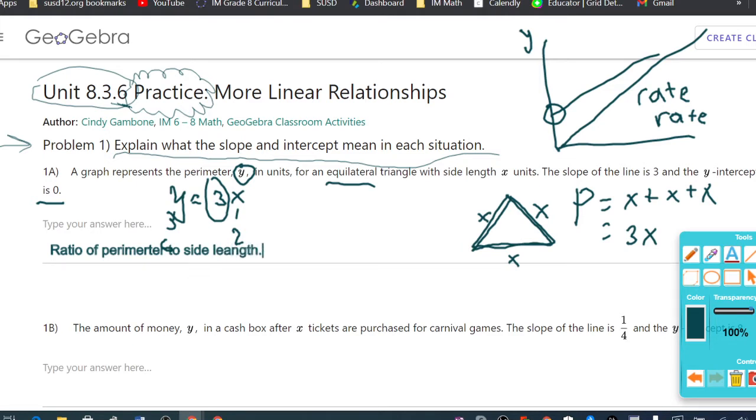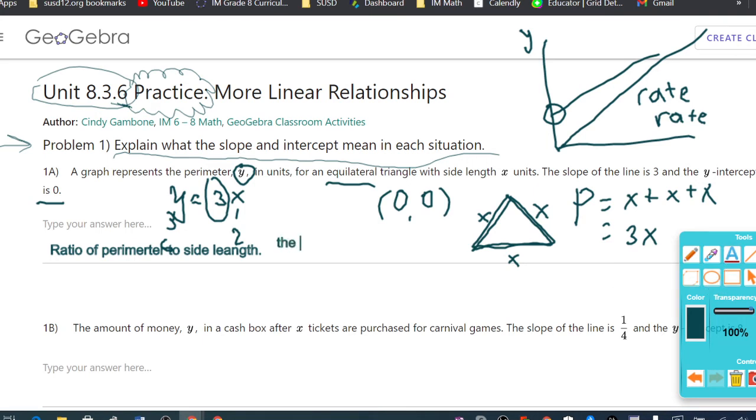And then what does the y-intercept mean? It says the y-intercept is equal to 0. Well, that makes sense, doesn't it? Because when x equals 0, of course the perimeter is also going to be equal to 0. So that would start at 0, 0. It's not like this triangle already has some perimeter even without side length.